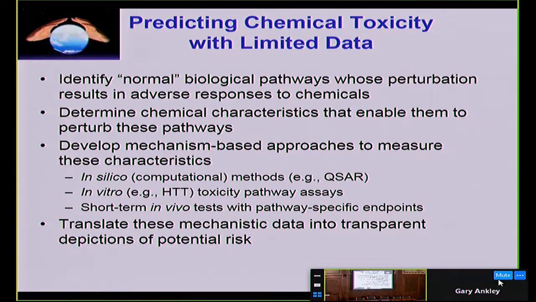They could be computational methods such as QSAR models. They could be in vitro assays, including those, as discussed in the prior talk, that are amenable to high-throughput testing, or they could be short-term in vivo tests that you can do in a day or two as opposed to the weeks or months that more conventional testing approaches require. The final point was also alluded to in the previous talk, and that is it's not enough to collect these mechanistic data. We need to be able to translate them in a transparent manner to something that risk assessors and regulators can use with confidence.